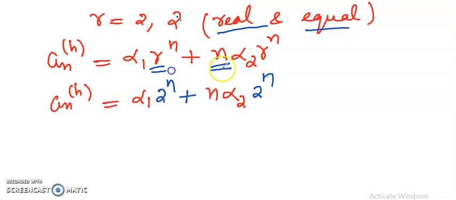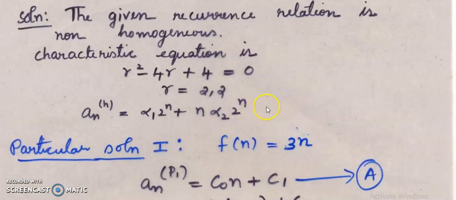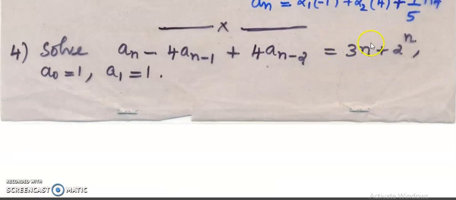Now r is common. What is r? r is 2. So we substitute: alpha 1 2 raised to n plus n into alpha 2 2 raised to n. This is the homogeneous solution. Now let us find the non-homogeneous solution, that is the particular solution. Here we have two terms, one is 3n and the other one is 2 raised to n. So let me consider 3n first.